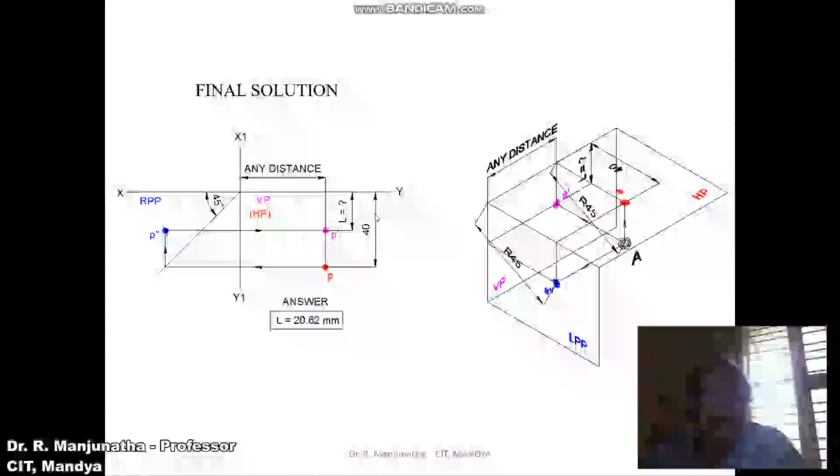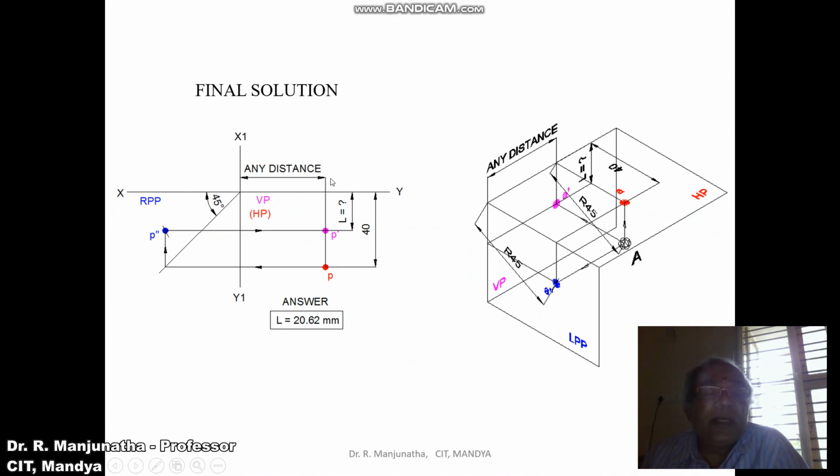Then show the dimension of 40. This any distance which has been shown is only for your reference. It need not be shown in the examination. So this is going to be the final solution. This is how you will be able to get the solution.